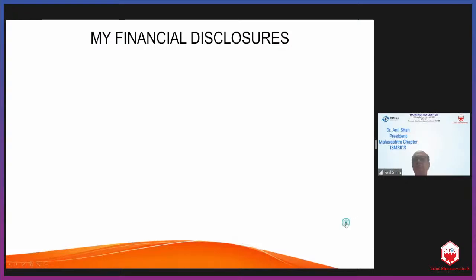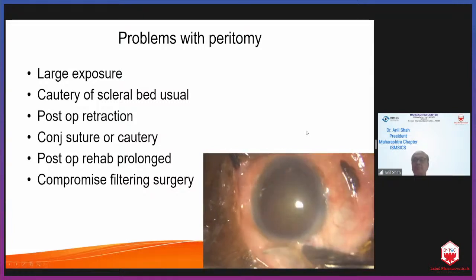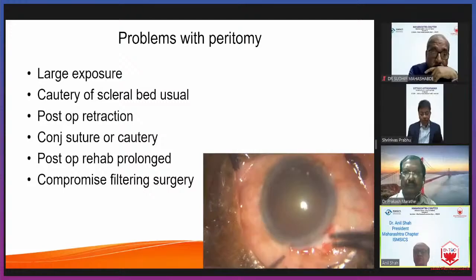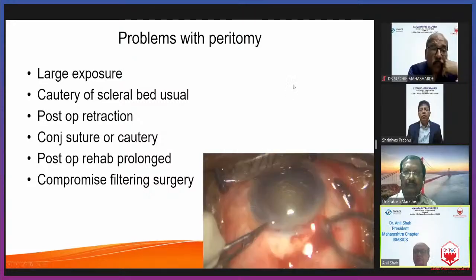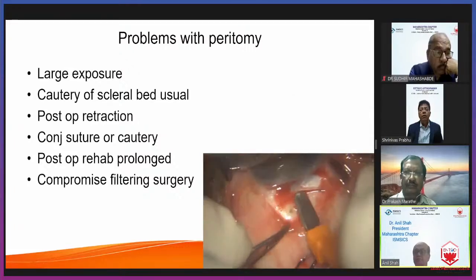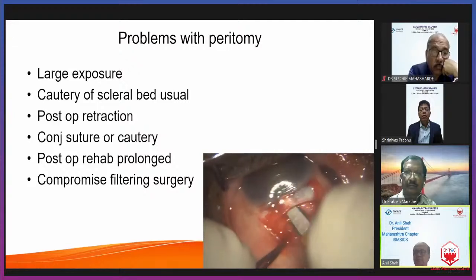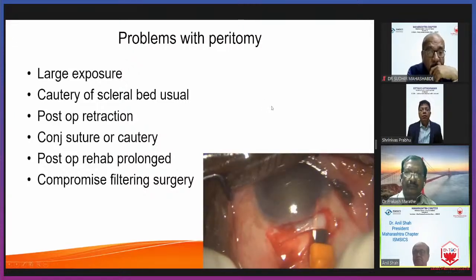And what is the problem actually with the peritomy? Now, there are lots of problems. One is you have a large area of exposure. You definitely have to cauterize the scleral bed. Usually, there is post-op retraction of this conjunctiva. And usually, this peritomy needs either a conjunctival suture or cautery. Post-op rehabilitation is definitely prolonged, and it possibly can compromise future filtering surgery.